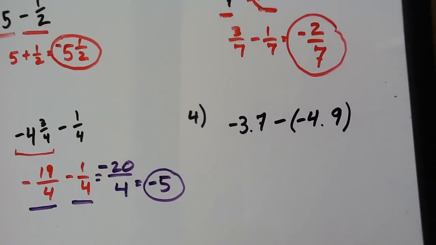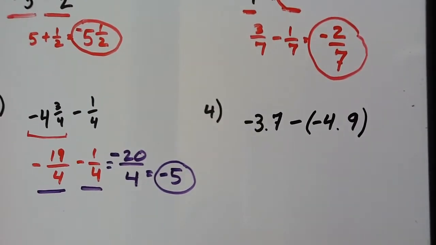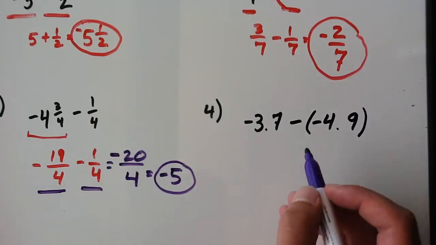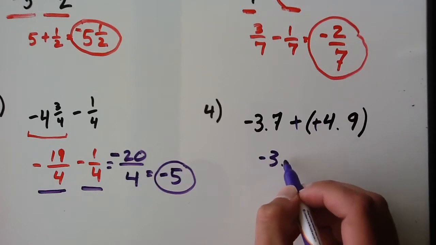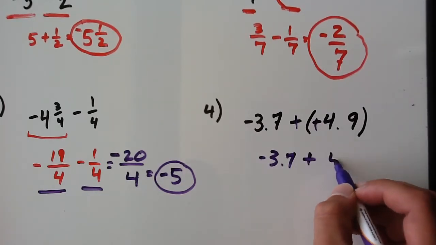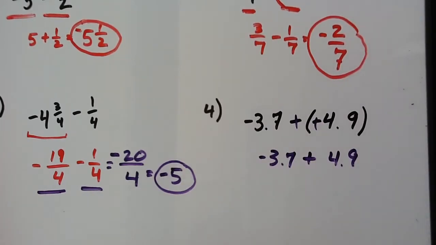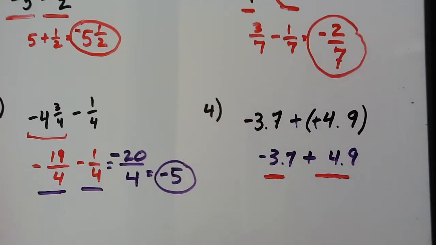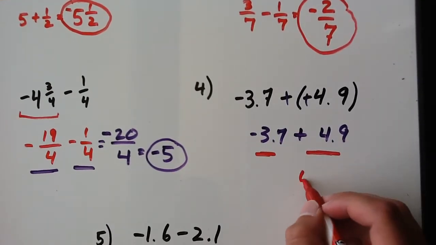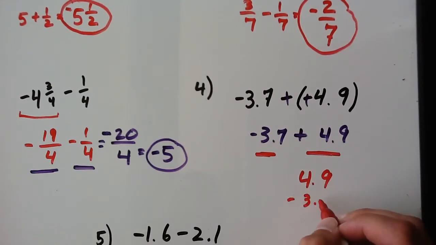Number 4, couple decimals here. -3.7 minus -4.9. Right off the bat, you should see minus a negative. And so in your mind, you should be thinking slash slash. Those negatives become positives. So if I rewrite this, it would be -3.7 plus positive 4.9, or just plus 4.9. So are the signs the same or different? Well, this is negative, this is positive. They have different signs, so I need to subtract larger number minus smaller number.